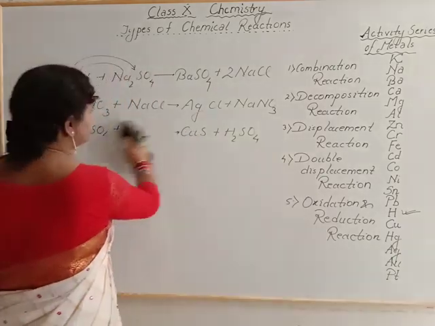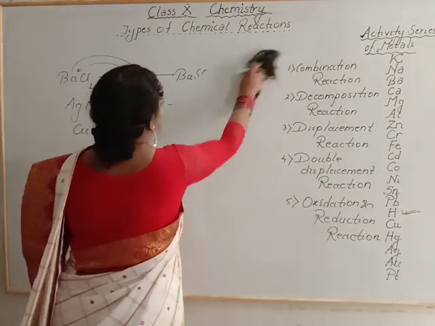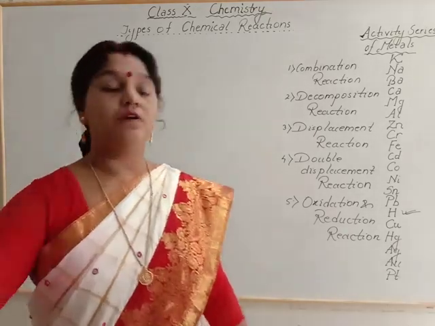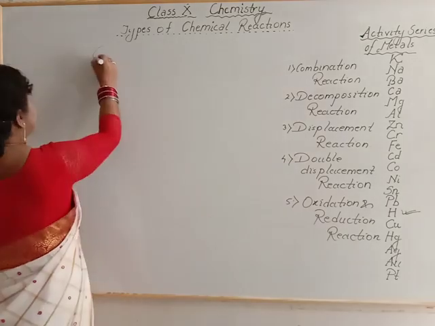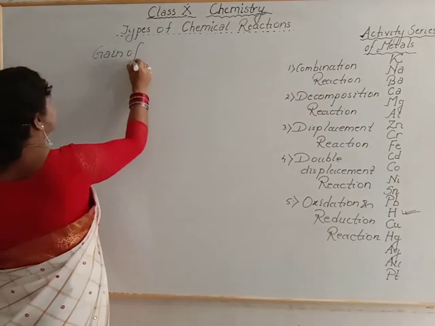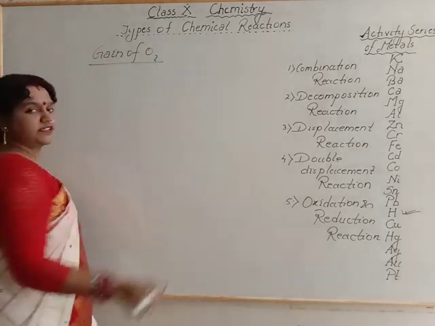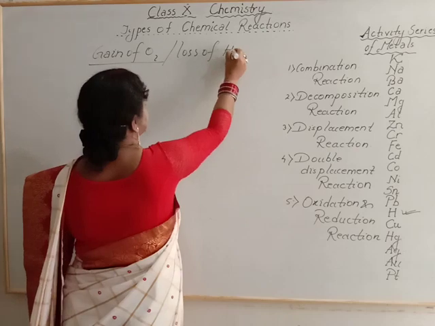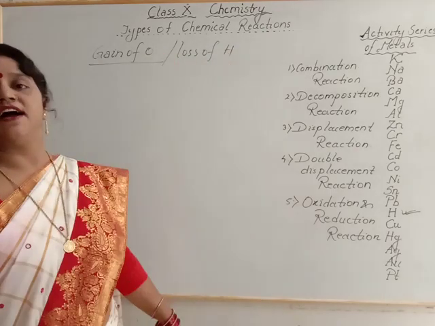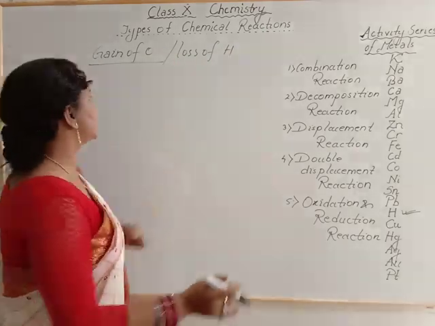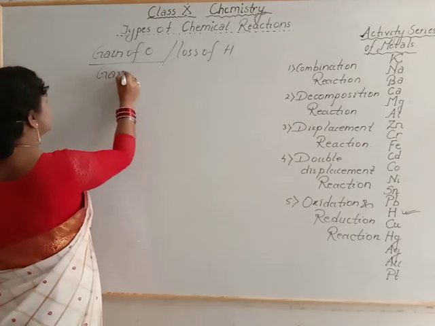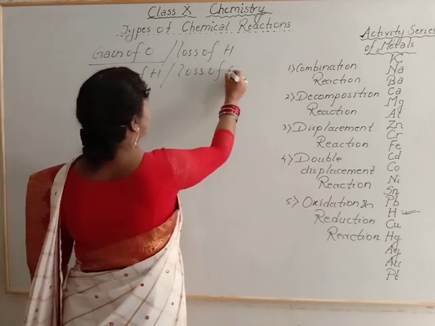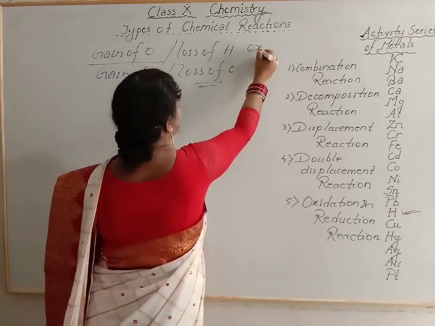Now my last and fifth reaction is oxidation and reduction reaction. Now what is oxidation reaction? Gain of oxygen or loss of hydrogen is known as oxidation reaction, and gain of hydrogen or loss of oxygen is known as reduction reaction.